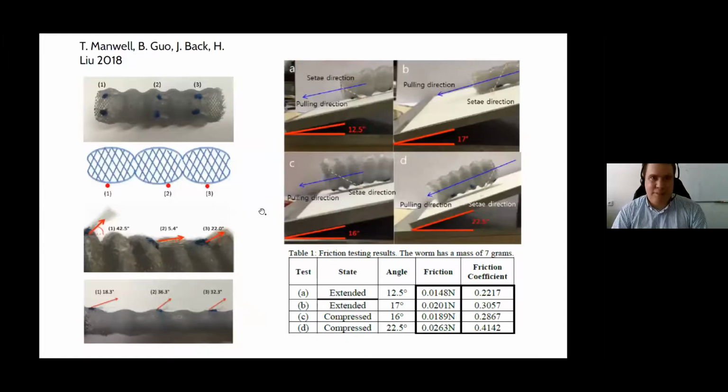And something that happens is also a combination of the last two mechanisms. This also happens for the earthworm, and here I'm showing it for an earthworm-inspired robot. When you have some setae and you contract your body, usually the angle of the setae in the earthworm is made stiffer. So here it changes the angle, and this also changes the friction coefficient.